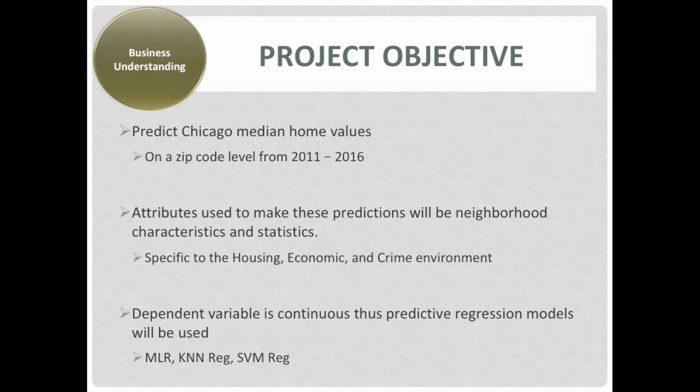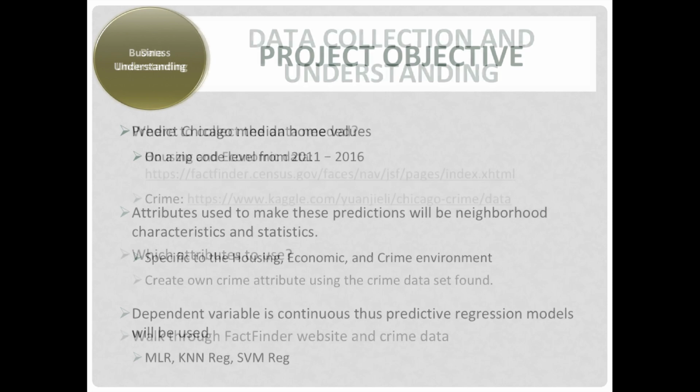So now on to the business understanding. The project objective here basically is to predict Chicago median home values, and the data was on a zip code level from 2011 to 2016. I decided that the attributes I was going to use to make these predictions were going to be neighborhood characteristics, as you saw in the previous slide: housing, economic, and crime characteristics. Because the dependent variable is continuous, I'm going to need to do predictive regression models, and as you saw from the last slide, that turned out to be a multiple linear regression, KNN, and SVM.